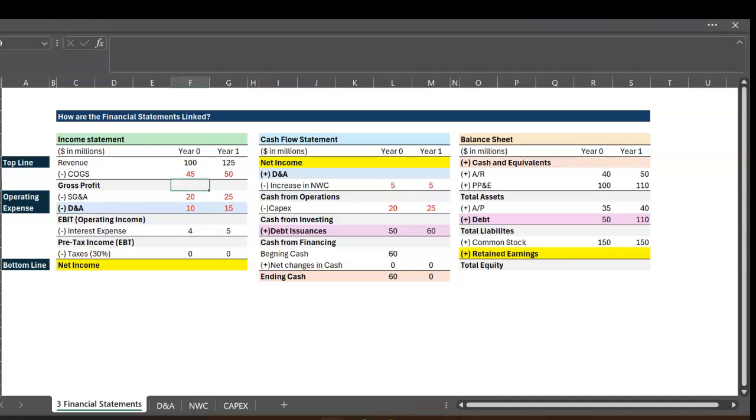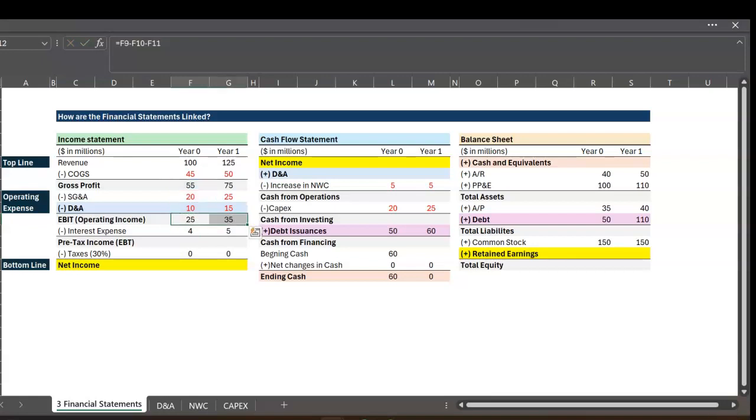So to find out the gross profit, we just need to subtract our COGS from the revenue, and that gives us the gross profit. To find out the operating income, or you can say the earnings before interest and taxes, we just need to subtract our SG&A and D&A, which is selling, general and administrative expense, and depreciation and amortization.